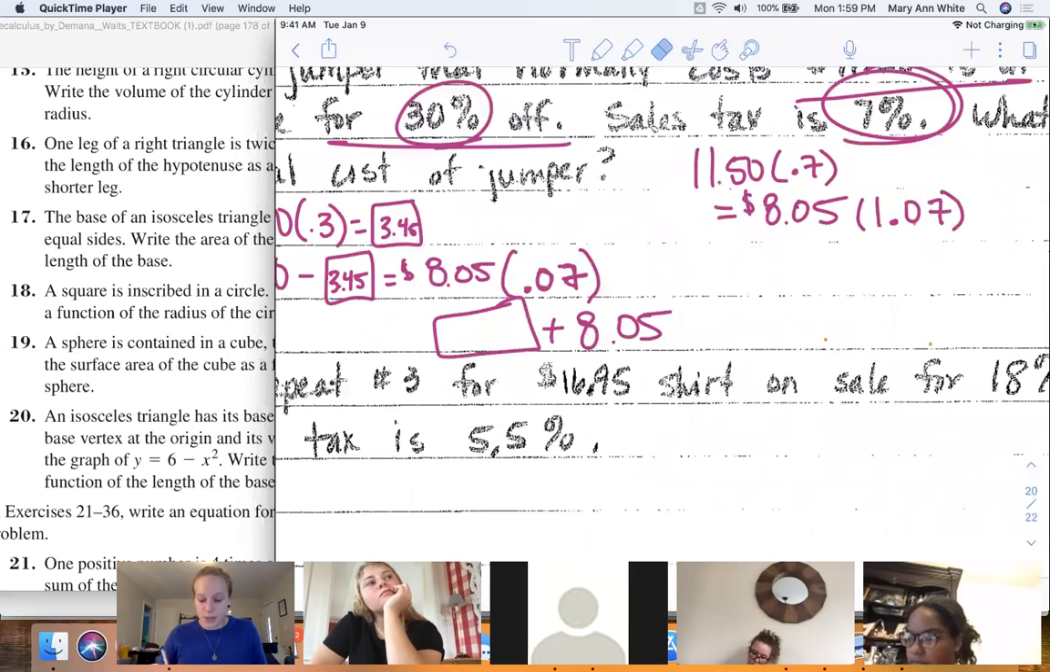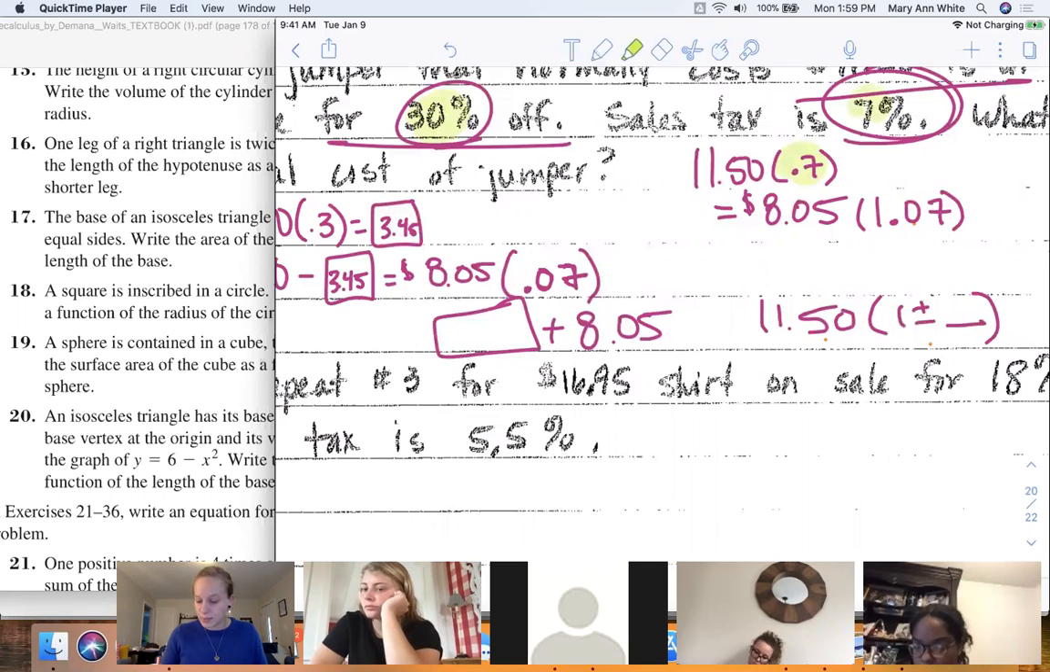I've had teachers try to teach me like, oh, it's always like 11.5 and it's either 1 plus or minus the price. I can never remember when it's 1 plus or minus. So I like to reason my way through it. Okay, it was 30% off, so that's why I did 70%. Okay, I have sales tax of 7%. Well, I have to pay for the whole thing plus that 7%.